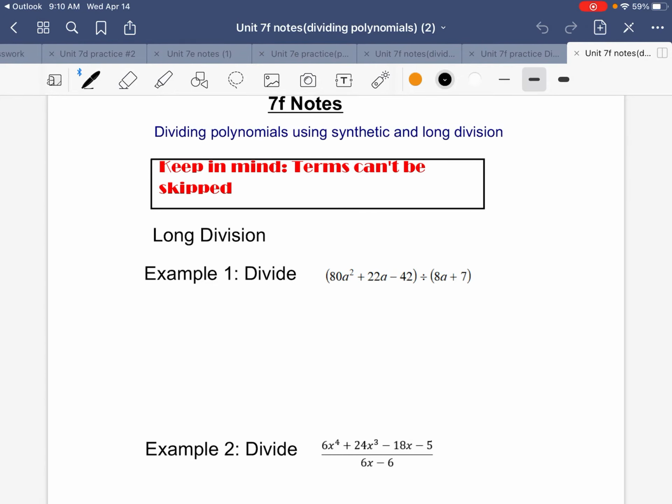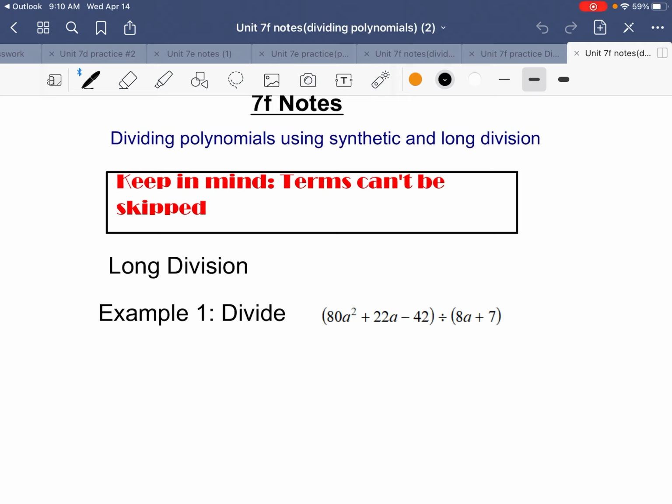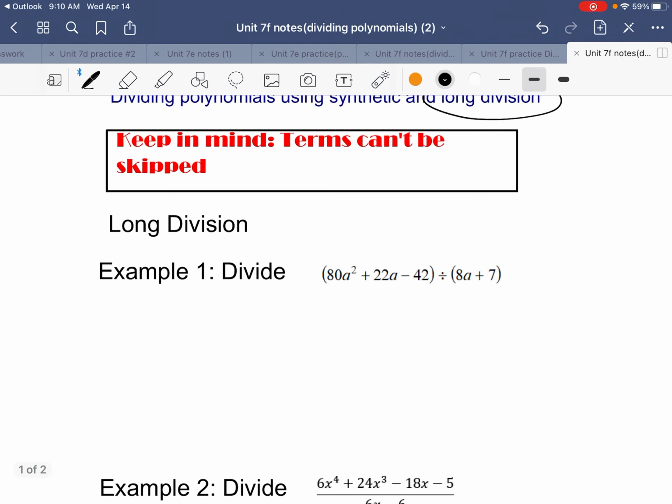So this is 7F notes, which is dividing polynomials using synthetic and long division. Today we're only going to be working on division, long division, that is. Next class will be synthetic division. So we're going to keep in mind that terms cannot be skipped.